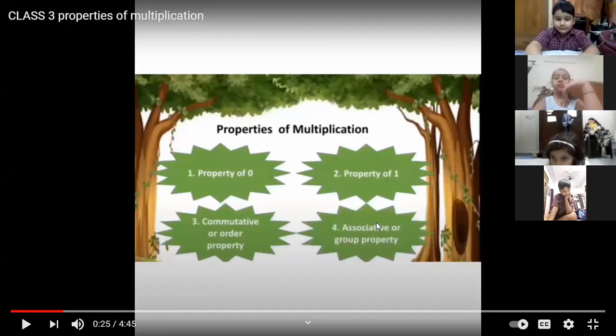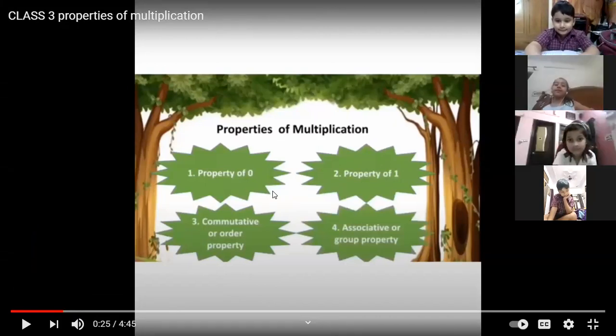Okay, beta. But as per your syllabus, the fourth property is not in your syllabus. So we are just going to do only the first three properties. The first property is property of zero, and the second property is property of one, and the third property is commutative or order property. So simply you can call it the order property. So now we are going to continue with these three properties.